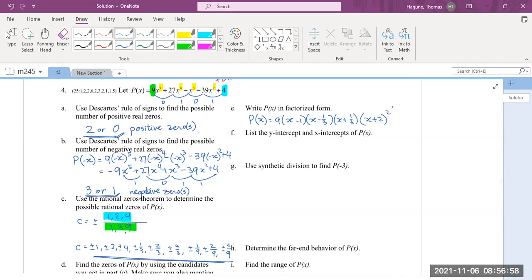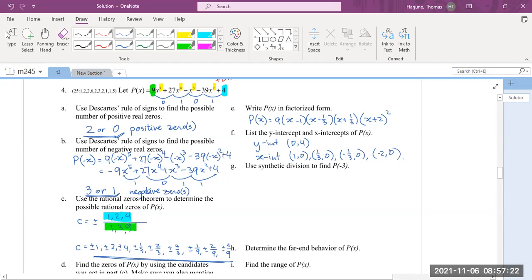Okay, now how about the y-intercept? The y-intercept is when x equals 0, P(0) is 4. That one is easy. And the x-intercepts are (1, 0), (1/3, 0), (-1/3, 0), and (-2, 0). Okay, that's for part F.